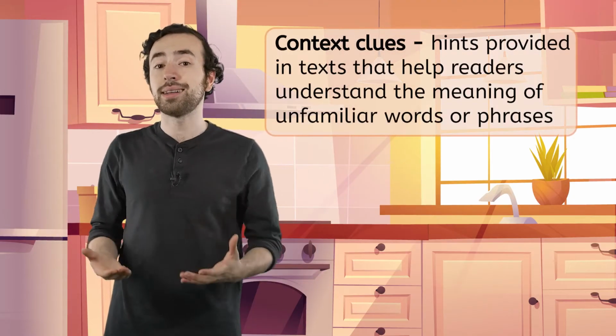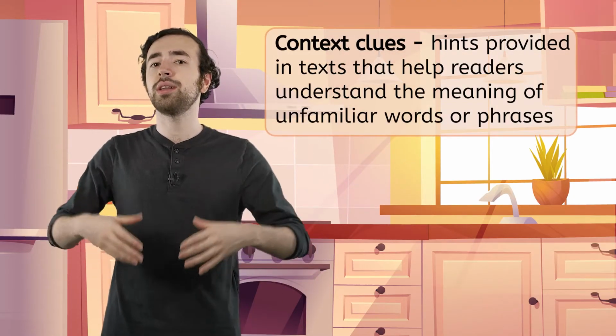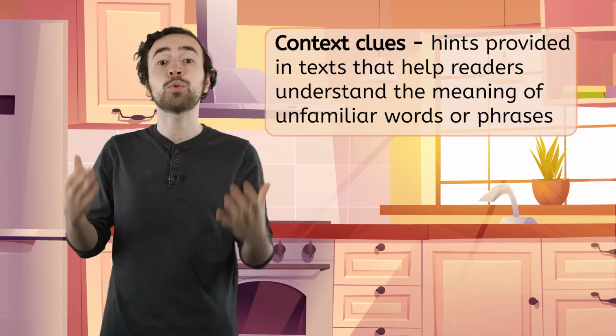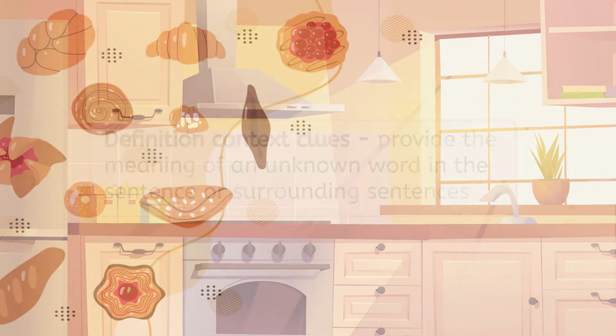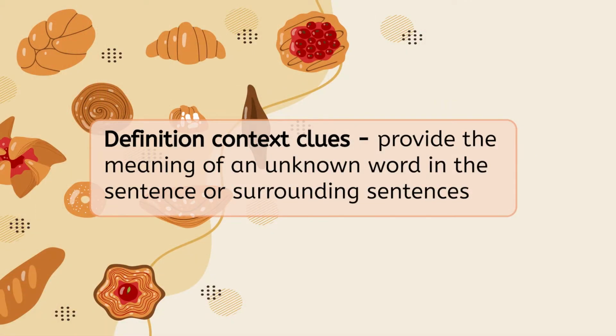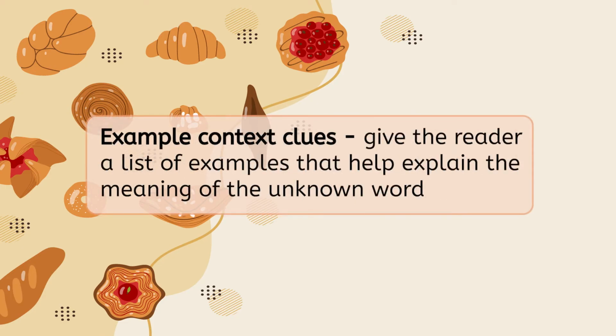We already know that context clues are clues located within a text that help readers understand the meanings of unknown words or phrases. Last time, we learned about example context clues and definition context clues, which both describe things in a straightforward manner. Definition context clues provide the meaning of an unknown word in the sentence or surrounding sentences. Example context clues give the reader a list of examples that help explain the meaning of an unknown word.